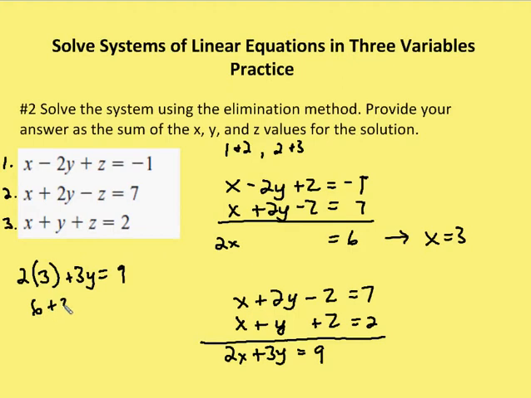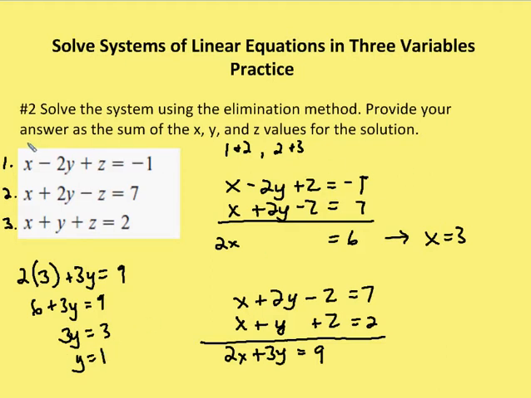Or 6 plus 3y is equal to 9. Or 3y is equal to, if I subtract 6 from both sides, 3. So y ends up being 1. So now, by going through the second and third step, I solve for the two variables: x is equal to 3 and y is equal to 1.